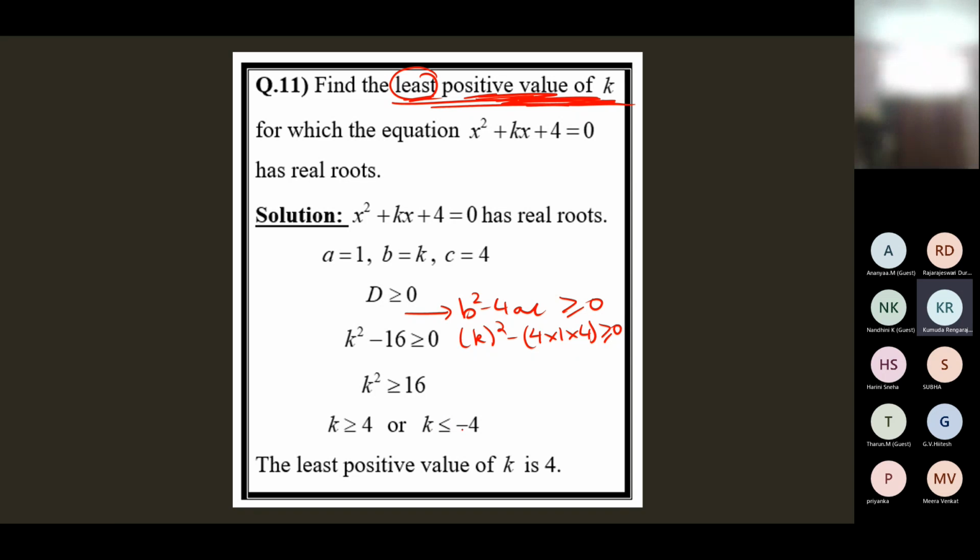See, k is less than or equal to minus 4, meaning minus 4, minus 5, minus 6, minus 7, it's all negative. And here it's all positive. K is greater than or equal to 4. So 4, 5, 6, 7, 8, 9, 10. Which is the smallest positive? 4 is the smallest positive value. Therefore, the least positive value of k is 4.